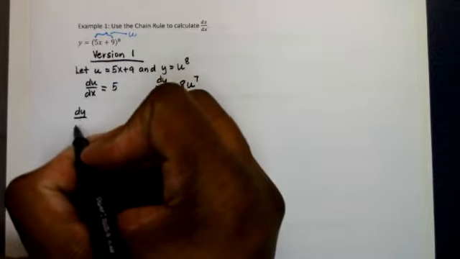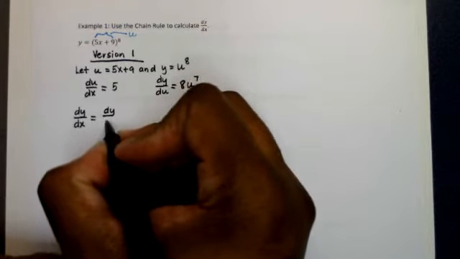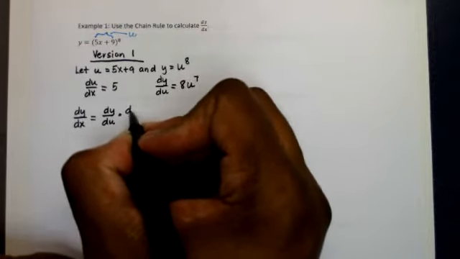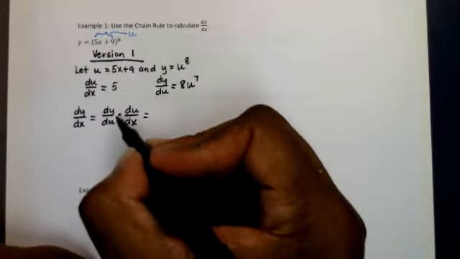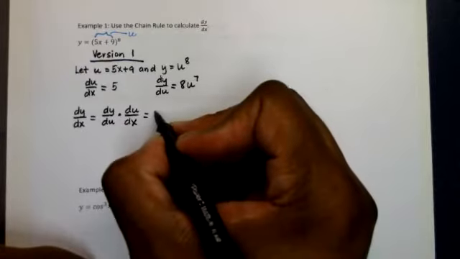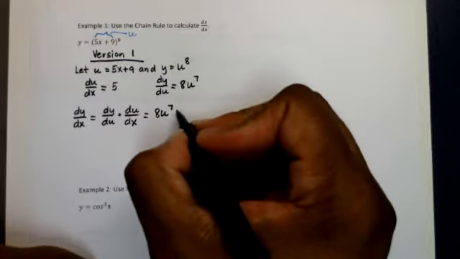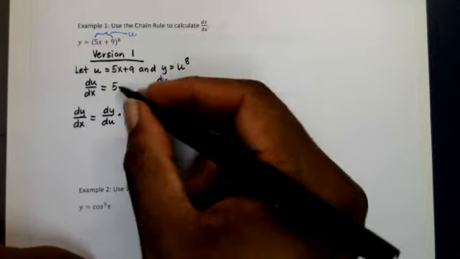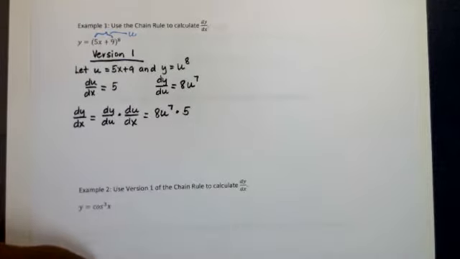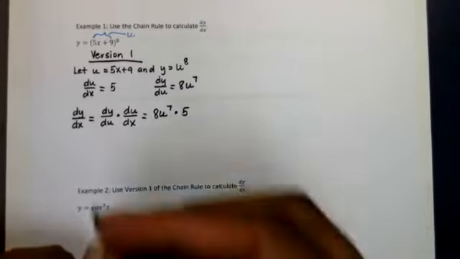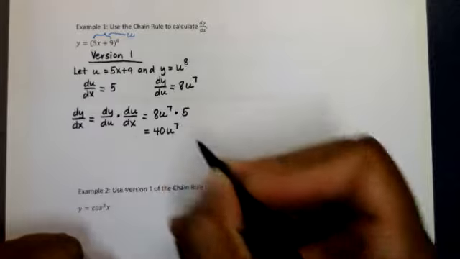And now we can use those two to find out what dy dx is. That's going to be dy du times du dx. dy du is 8u to the 7th times du dx. Well, du dx is just 5. So I have 8u to the 7th times 5, which gives me 40u to the 7th.